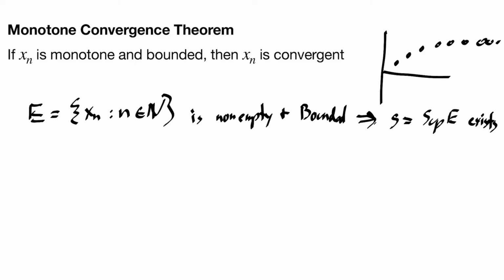So basically what I've done is thought of E, if we think of it on this axis, then E is all of these points. And then we've taken the sup, which we can see must be right here. And so if you look at our graph, it makes sense that your sequence should converge to the sup.